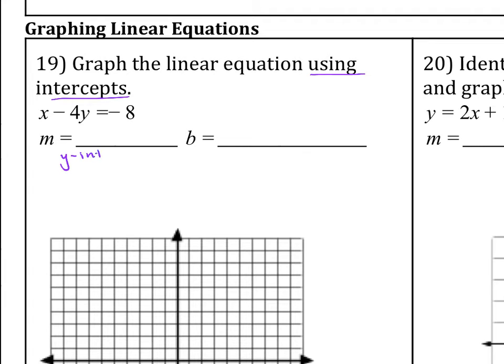So to find the y-intercept, you need to make x equals 0 in the equation. So let's make x equals 0. We get 0, that's our x, and then minus 4y equals negative 8. So now we solve for y. So let's divide by negative 4 because the 0 is gone. So we get y equals 8 over 4, which is positive 2. So our y-intercept is 0, 2, which is here.